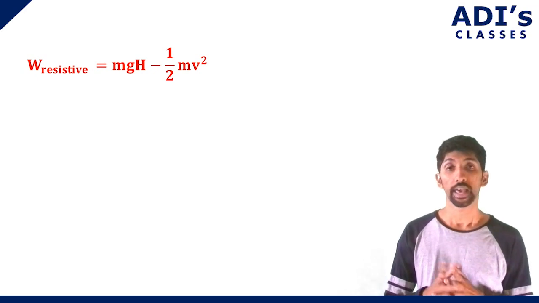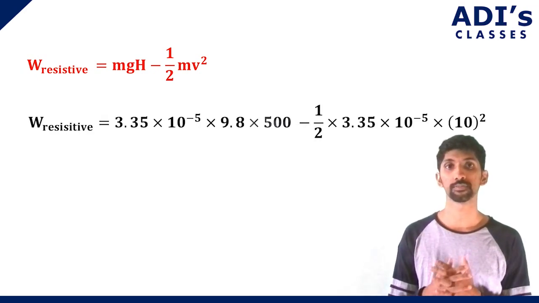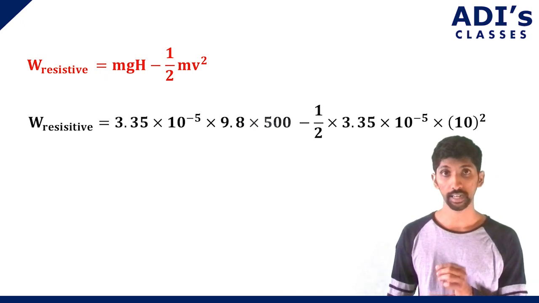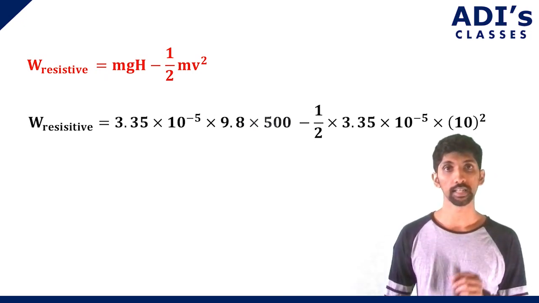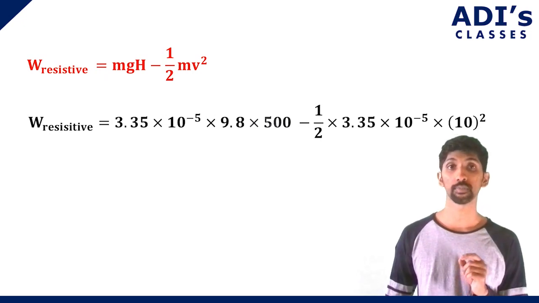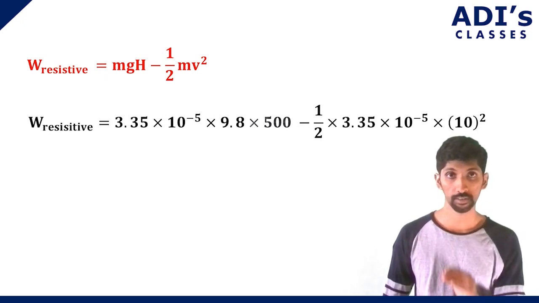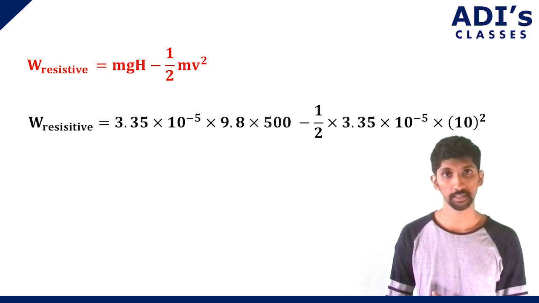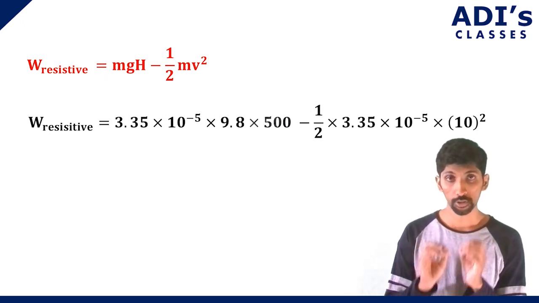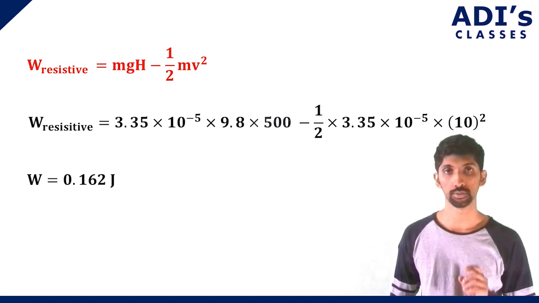So we have mgh, so 3.35 × 10^-5 × 9.8 × 500 minus ½ × 3.35 × 10^-5 × 10², because it's falling at a speed of 10 meters per second, right? So if you solve this, you will get the answer as 0.162 joule.